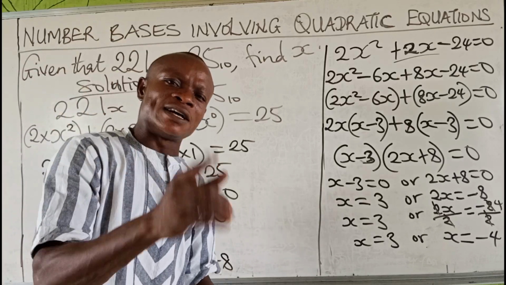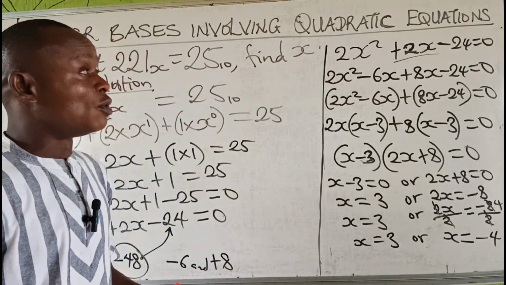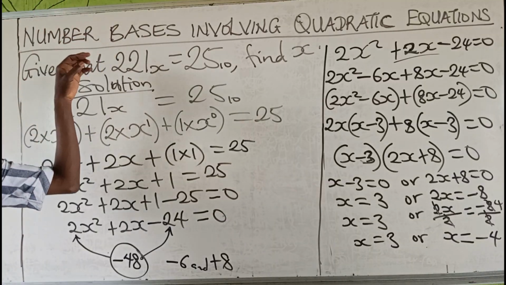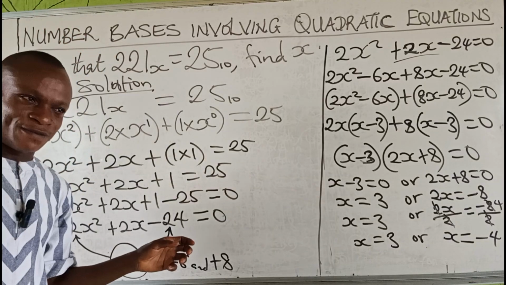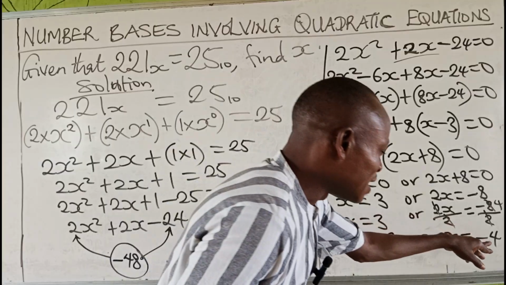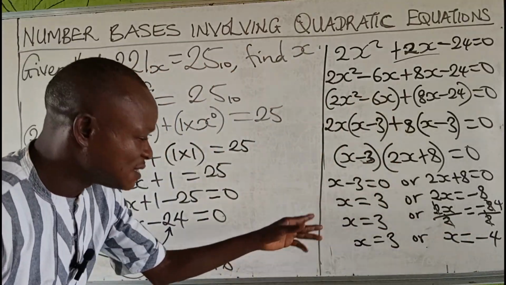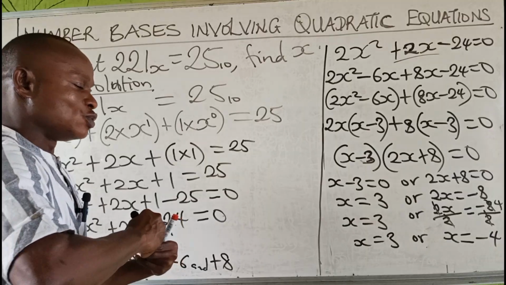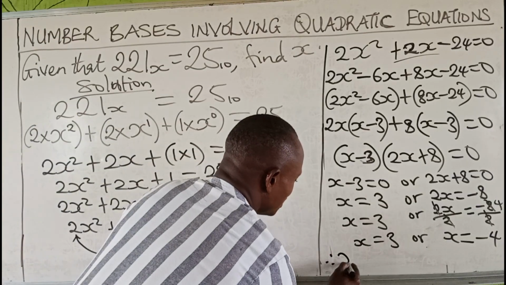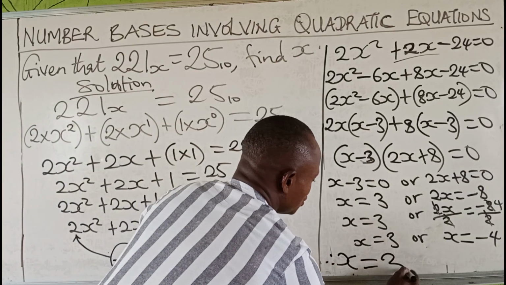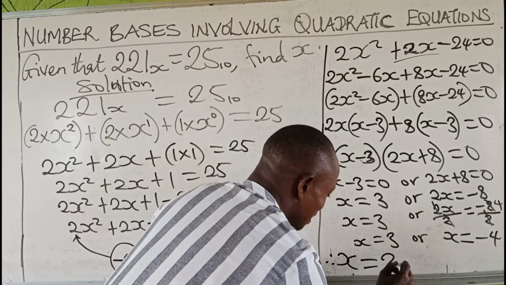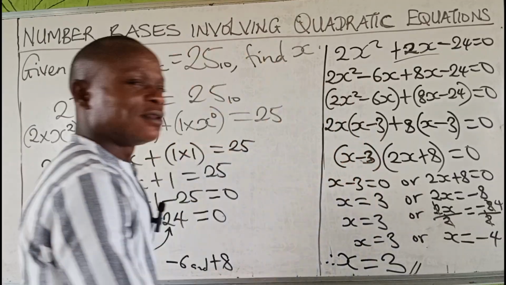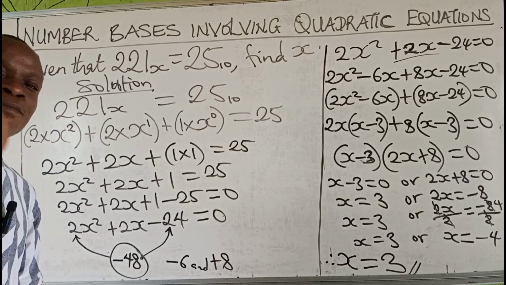But only one answer is correct. Why is only one answer correct? Number bases cannot be negative. That means the negative number is not a base. In this case, only 3 is positive. That means the value of x is equal to 3. So we say, therefore, x equal to 3, because number bases are always positive, not negative. That is the final answer. Bye.